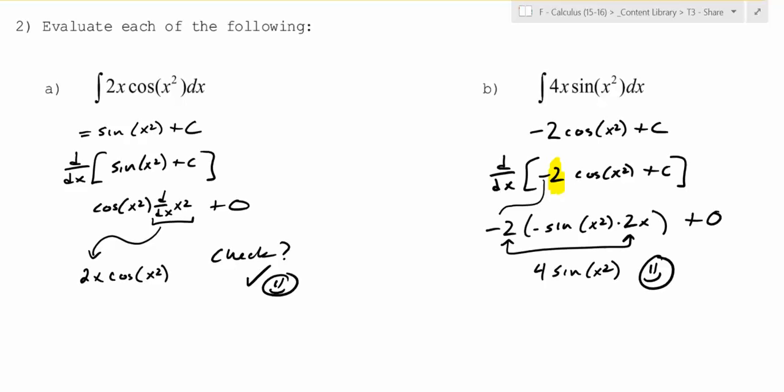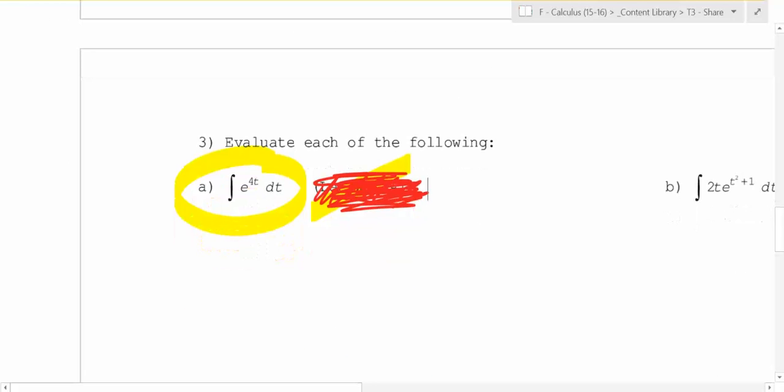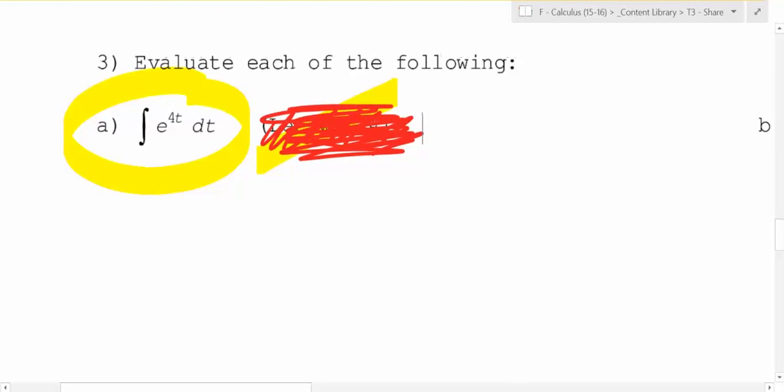Okay. It gets to be too much to track in your head without a system. If you try to break down some of the chain rule ones, going in the opposite direction, you can't just do it by looking at it. So, for example, this one right here, it says evaluate each of the following. This is the integral of e to the 4t dt.